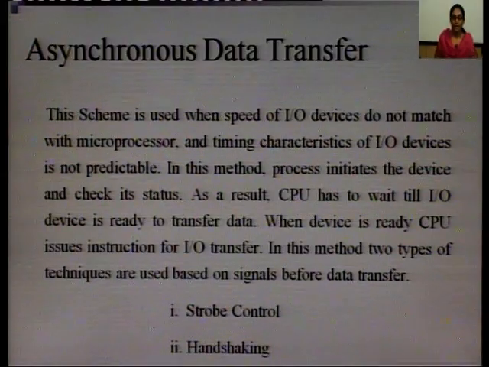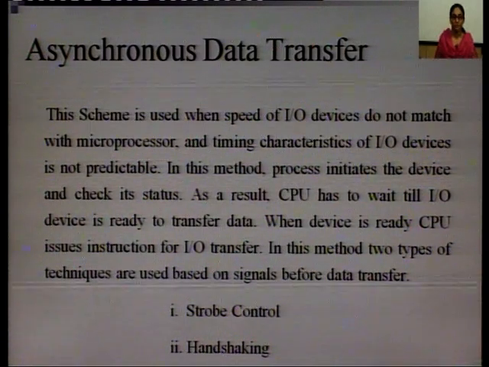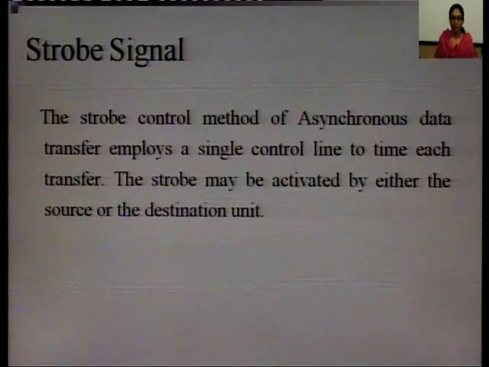When the data device is ready, the CPU issues an instruction for input-output transfer. In this method, two types of techniques are used based on the signal before data transfer: one is strobe control and the second is handshaking. Now the first topic is the strobe signal.